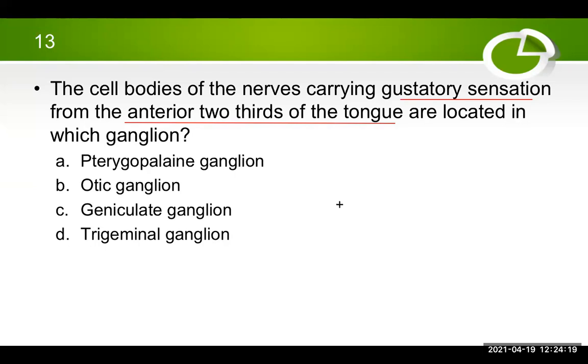Sir, trigeminal ganglion, sir. Trigeminal ganglion. Why do you say trigeminal ganglion? Because the anterior two-third of the tongue is supplied by the 5th cranial nerve. The gustatory sensation is carried by the 5th cranial nerve, sir. Are you sure? Are you sure about that? Yes, sir. Now wait. Now let me clarify the important points here.